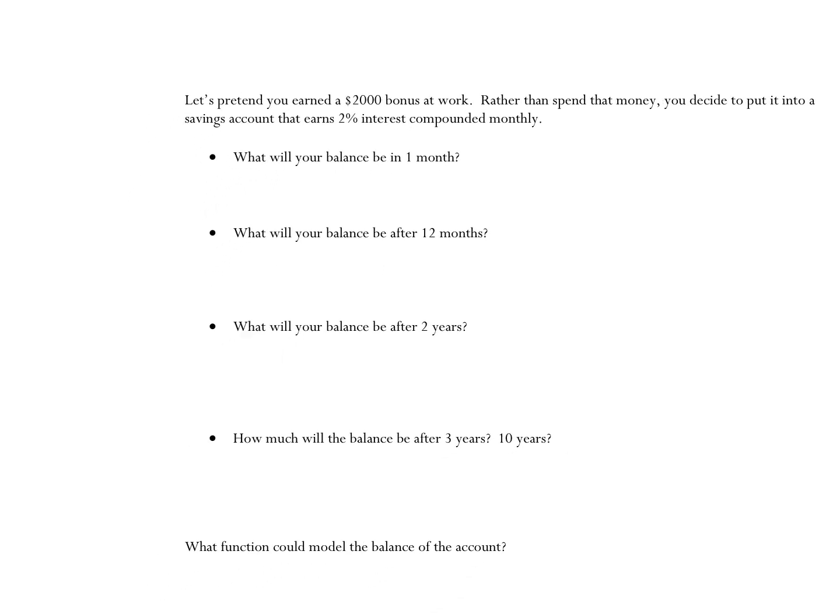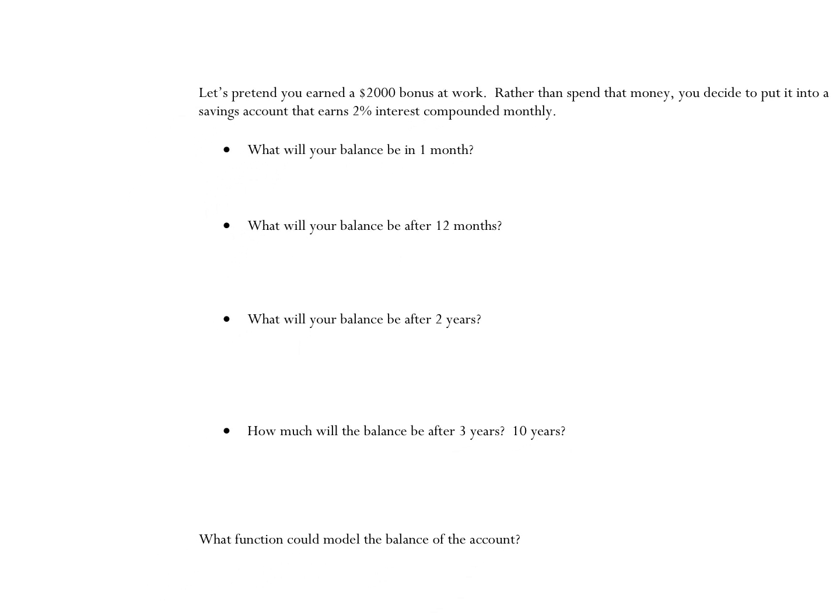Let's go ahead and say, same exact thing, a $2,000 bonus, but this time instead of compounding yearly, it's going to compound monthly. Is everybody with me? The thing is, you don't get 2% every month. You get 2% every year. So each month, you get 1/12 of the interest for the year. Does this make sense? Yes.